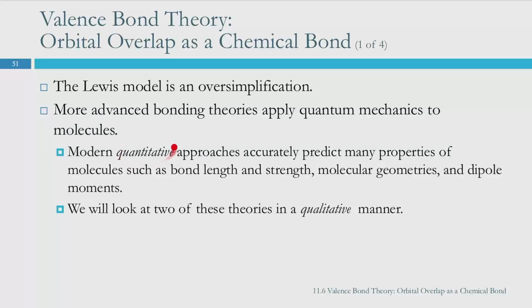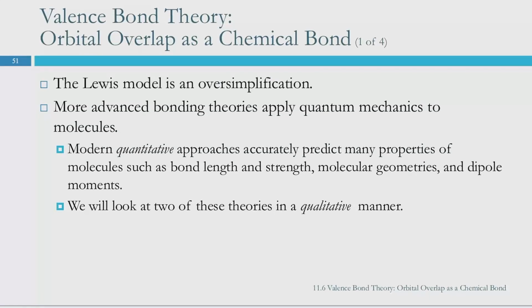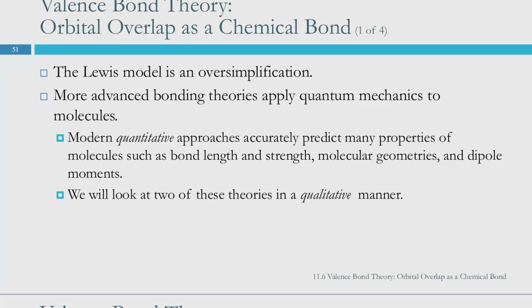And modern quantitative approaches, where they actually use numbers, can accurately predict a lot of the properties of molecules, including bond length and strength. You can predict molecular geometries. You can predict dipole moments. So the amount of electronegativity difference across a bond or across a molecule, you can calculate and predict those things, and people do that. That's well beyond the scope of this class. That's like a couple years past this class at least.